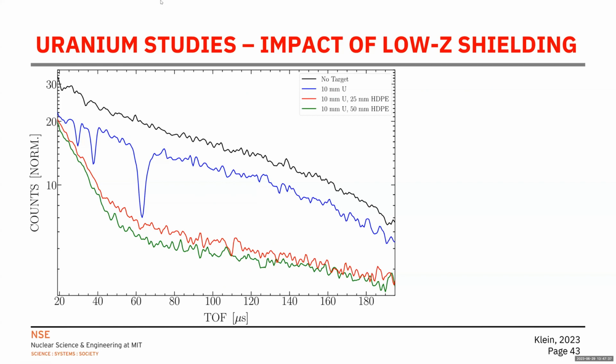A question in the live chat from Abhishek Pandey. Lead-208 as a moderator, what are your thoughts? You could use it as a reflector. The main issue is that for high Z materials, in each interaction of the neutron, or each scattering of the neutron, it's only going to be able to lose a little bit of energy, because that interaction kinematically is highly dependent on the relative masses of the 2 nuclei.